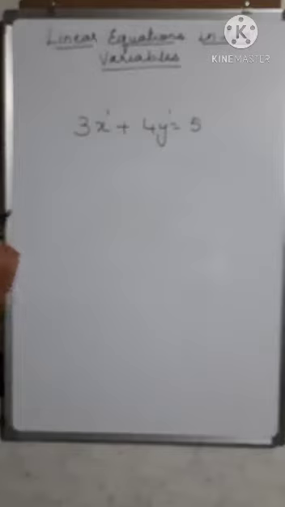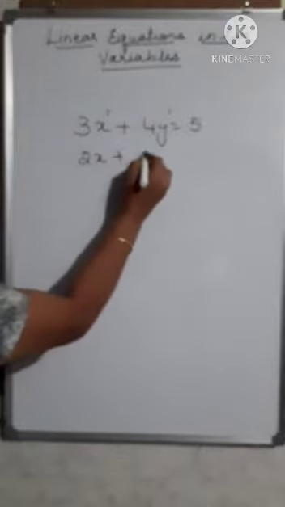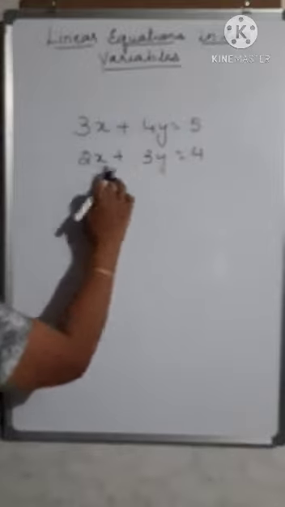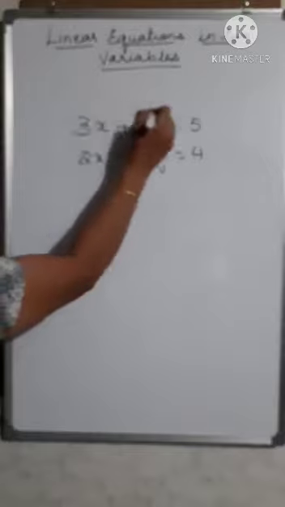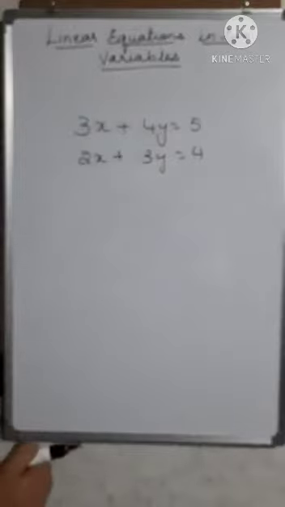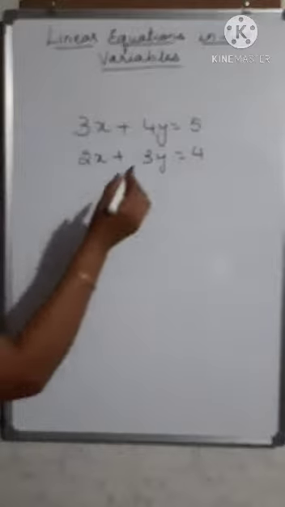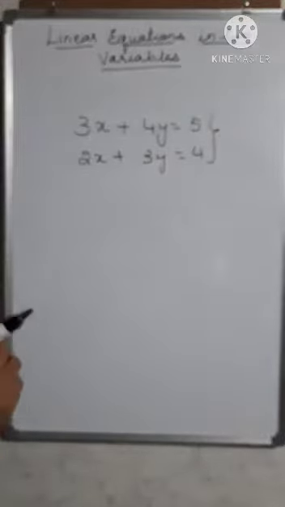Now, whenever you consider a pair of linear equations, I take one more equation, 2x plus 3y is equal to 4. In both the equations you have got the same variables, and in both the equations the power of the variable is equal to 1. Such a pair of linear equations you call a simultaneous equation.